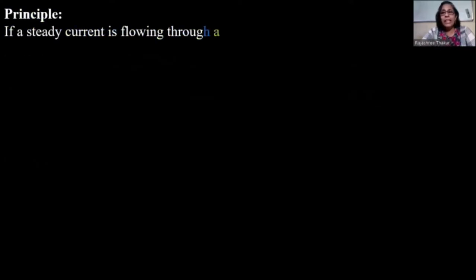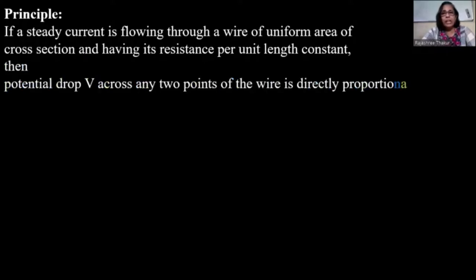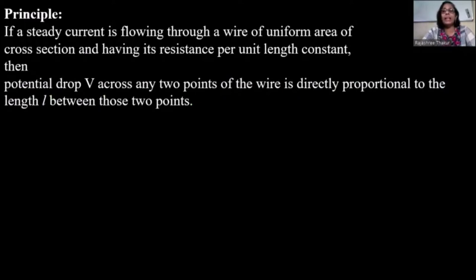If a steady current is flowing through a wire of uniform area of cross section and having its resistance per unit length constant, then potential drop V across any two points of the wire is directly proportional to the length L between those two points.